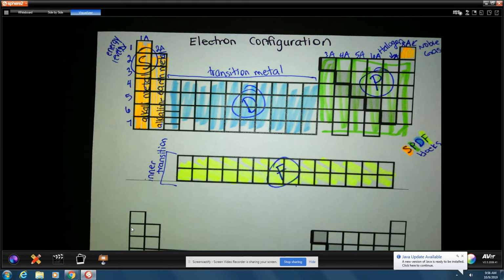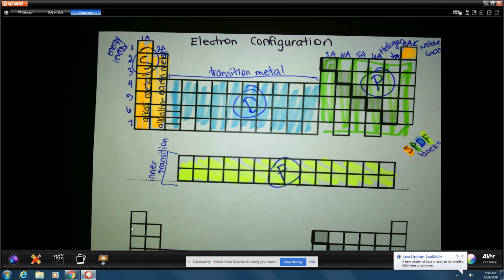Now, each one of you got 2 blank periodic tables if you're in my class anyways. So your first one's going to be nice and colored like this, and then I'm going to show you what the next one's going to be in the next video.